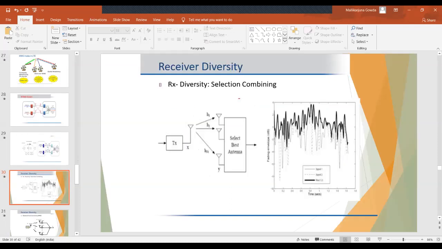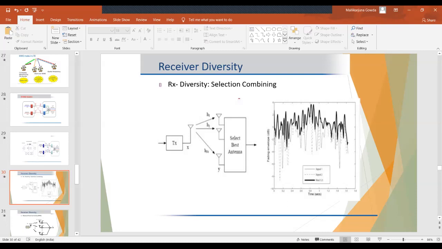So receive diversity and transmit diversity, both are there. Let us see the first one, receiver diversity. So receive diversity means what? There will be one transmitting antenna at the transmitter side and we will be having multiple antennas at the receiver side. So the signals received from different paths from the transmitter side will be processed, and the best one will be selected from that.